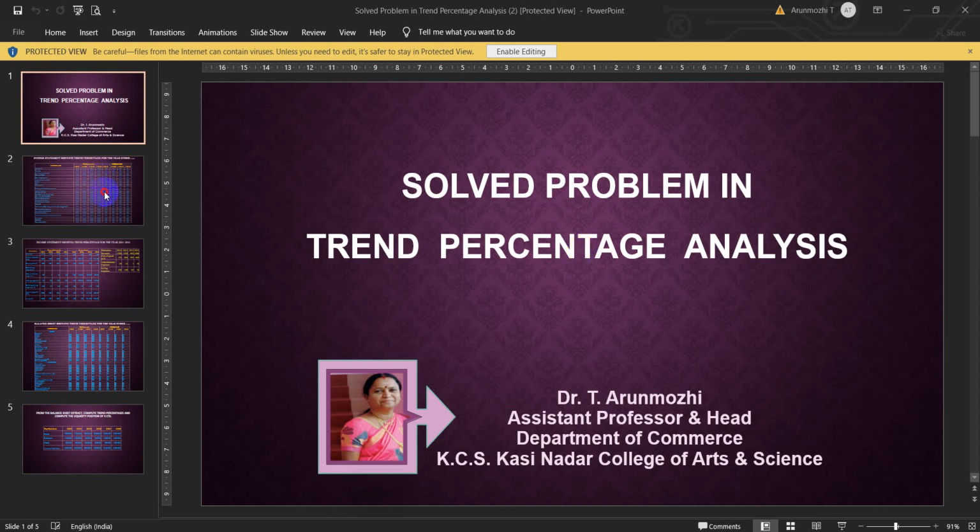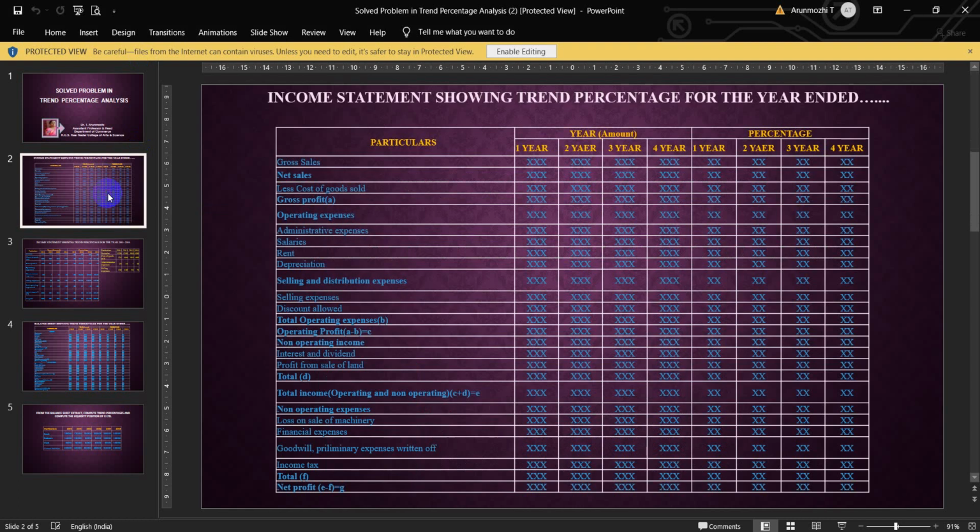Now we move on to the problem. Income statement showing trend percentage for the year ended. Trend percentage can be prepared in two ways, either in the income statement form or the balance sheet form. Before going into the problem and the format, what is trend percentage? I have already given you just the gist in my previous videos, but anyway, I'll explain once again.